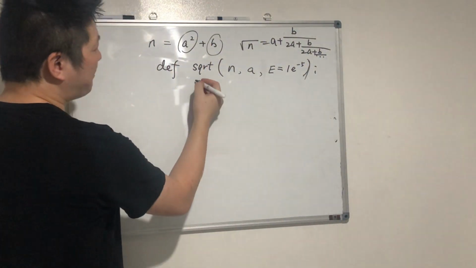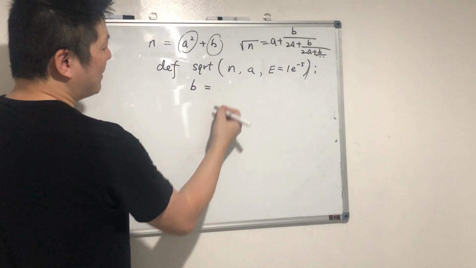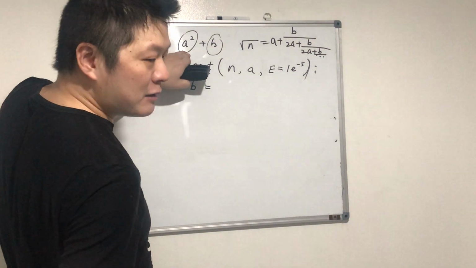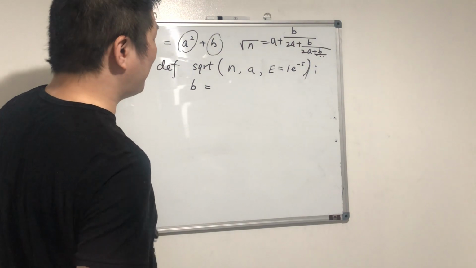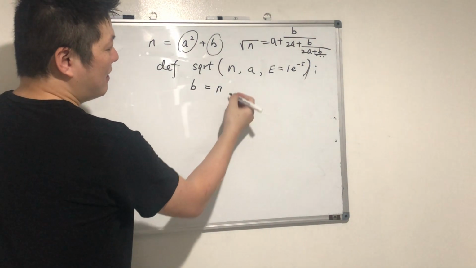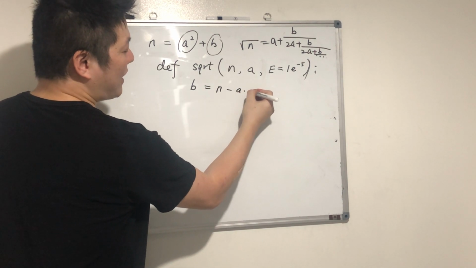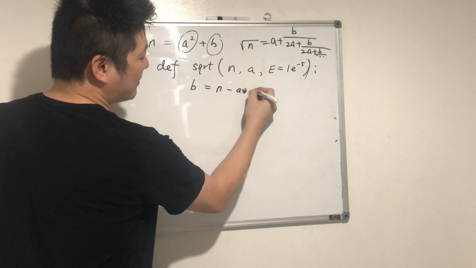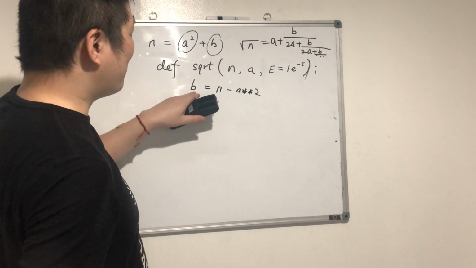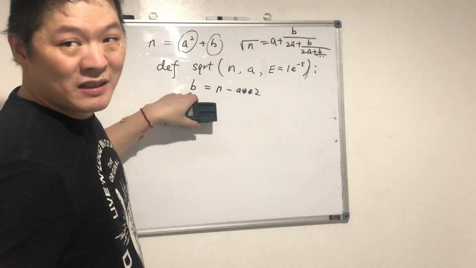Okay, so B. What's B? We want to calculate B. N equals A squared plus B. So B equals N minus A squared, A times A, or A squared. For square you can use the double star. So we have N, A, and we have B.